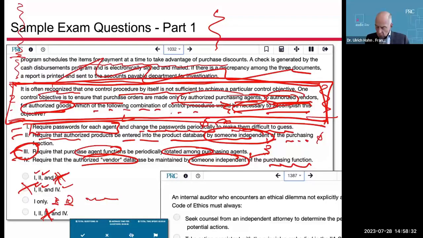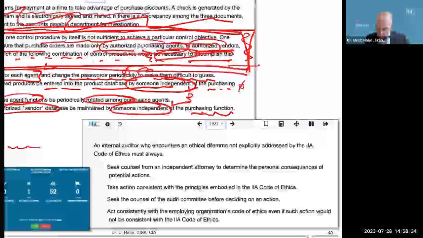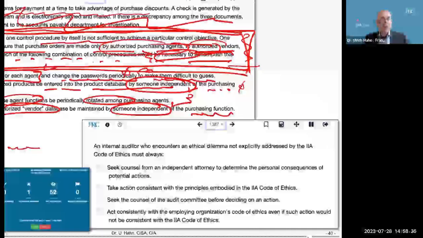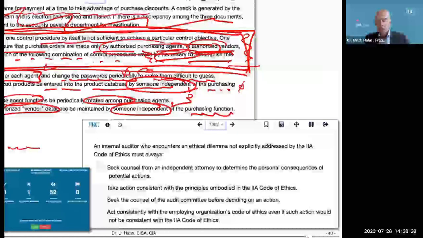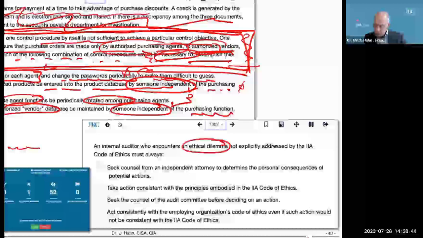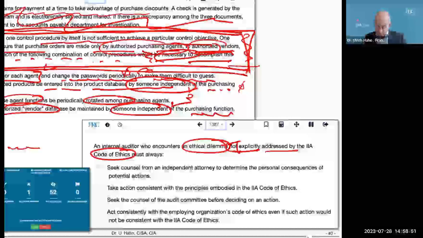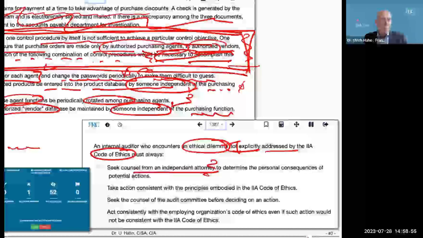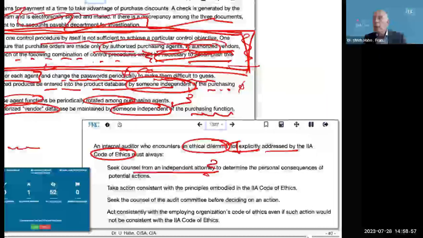So I have a second question here, and then we will finish in a second. An internal auditor who encounters an ethical dilemma not addressed in the code of ethics: what should you do? Seek counsel from an independent attorney. Well, an attorney is maybe a little bit too much.